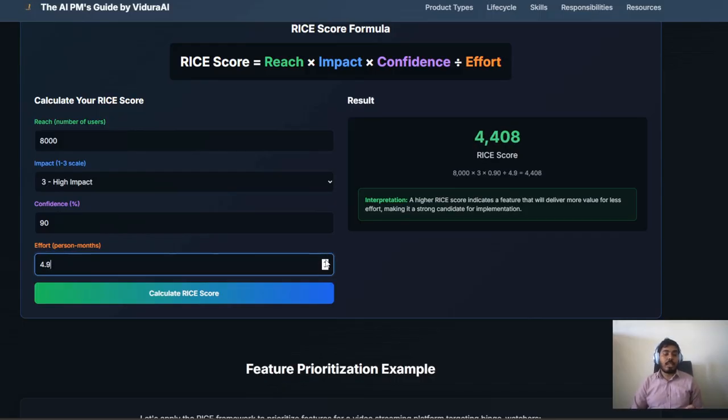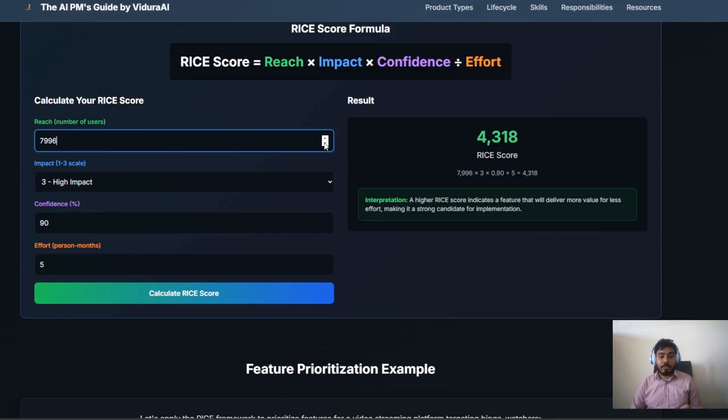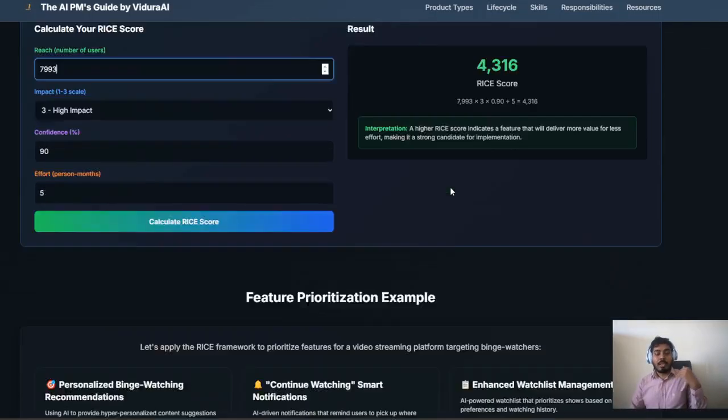So if I change it a little bit, you can see the RISE score has changed. So likewise, we can have this kind of RISE score. Higher RISE score means our feature will deliver more value for less effort, so it is strong for implementation. Lower RISE score, vice versa.